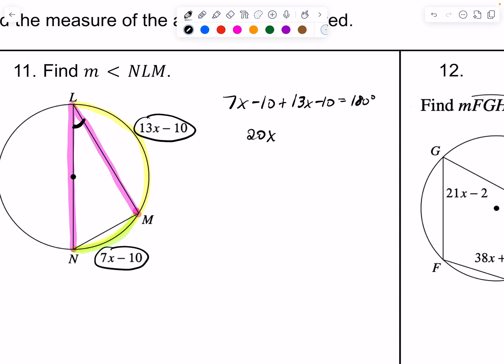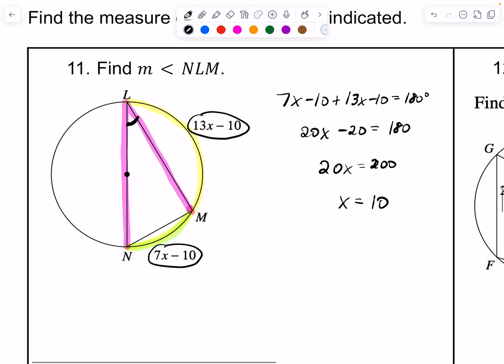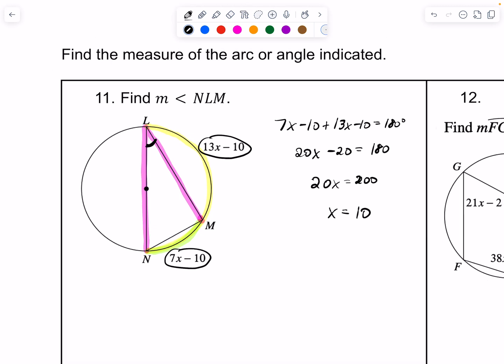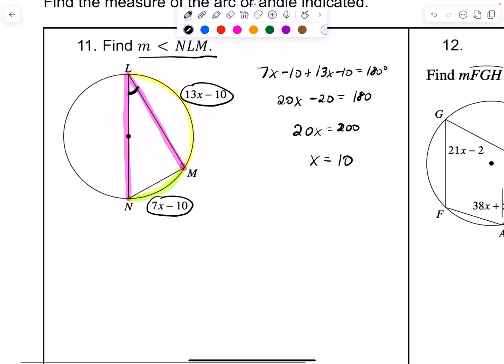So I get 20x minus 20 equals 180. Move the minus 20 over with addition, and you get 200. So x equals 10. Again, I'm not solving for x here. I mean, I am, but I need to find the measure of NLM. So I'm going to find the measure of arc NM.